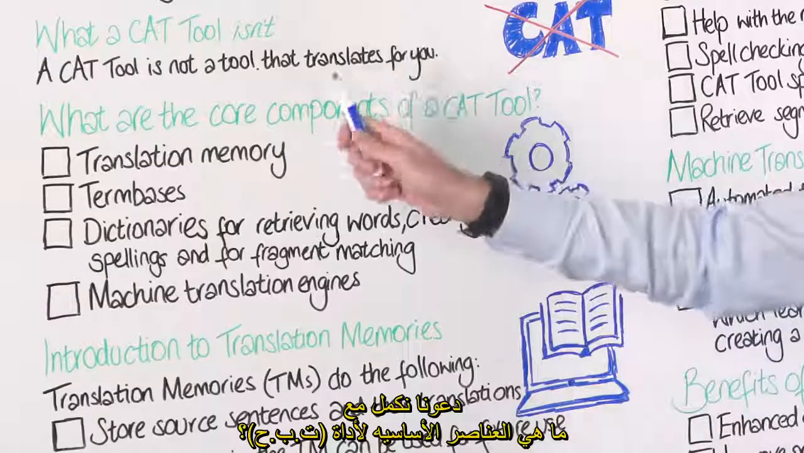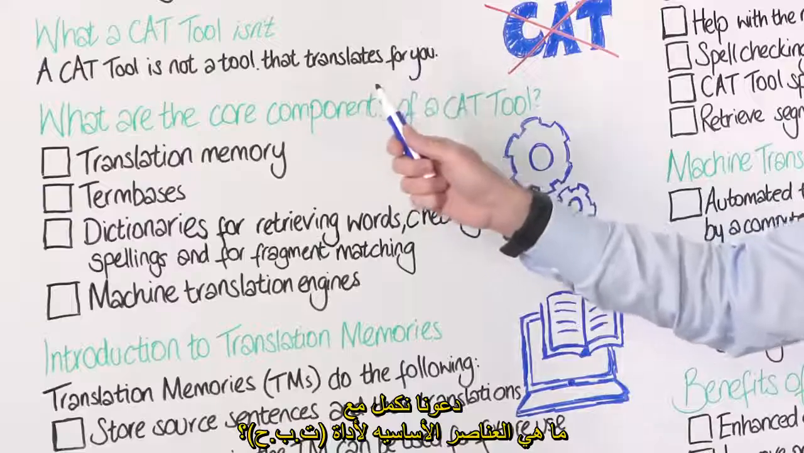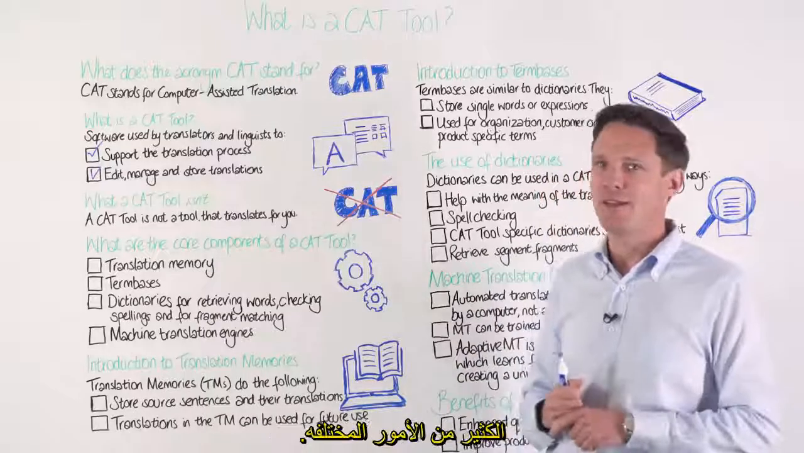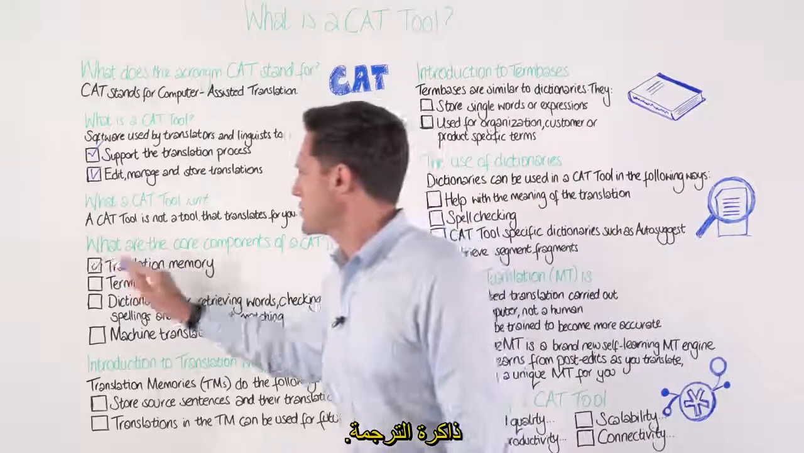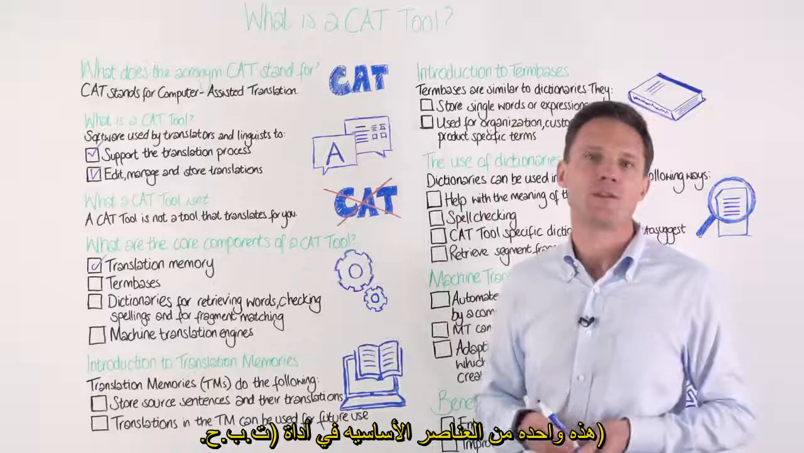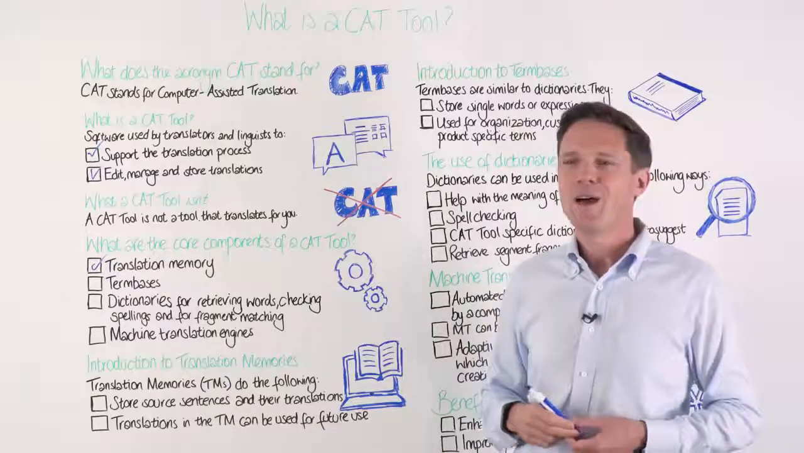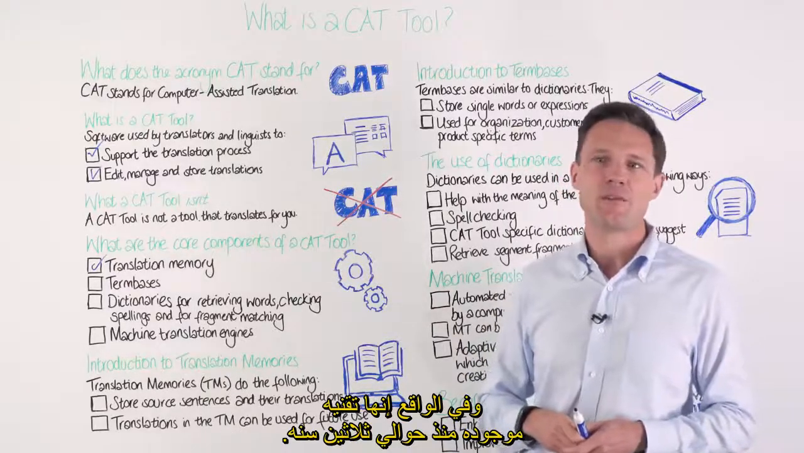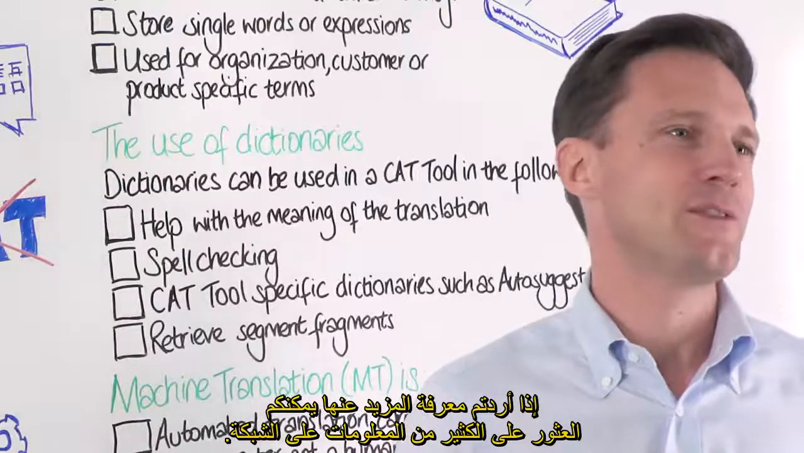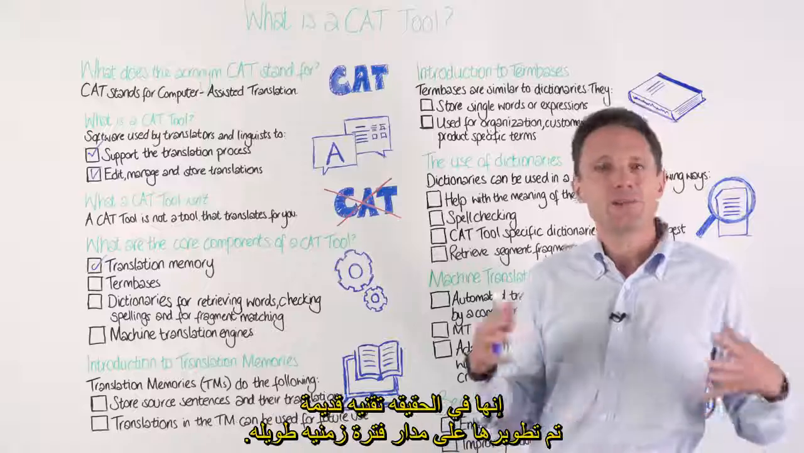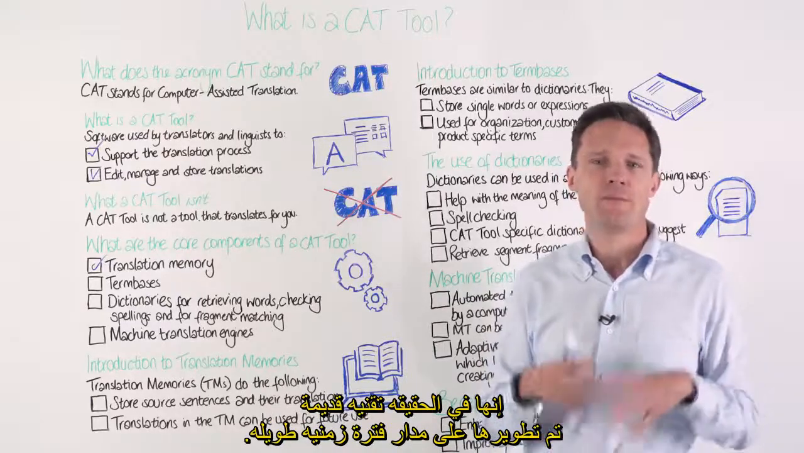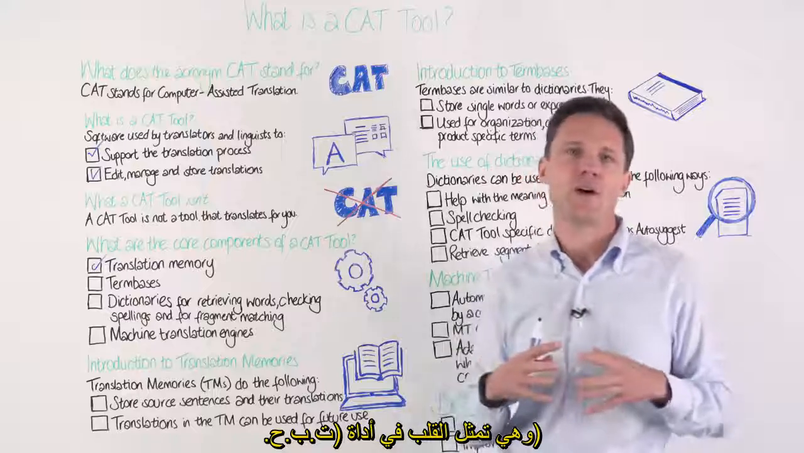Let's continue with the core components of a CAT tool. What's inside a CAT tool? Lots of different things. So, translation memory. This is one of the key essential components of a CAT tool. It's a technology that has been around for over 30 years. If you want to find out more, there's lots of information online. It's really old technology that has evolved over quite a long time, and that's at the heart of a CAT tool.